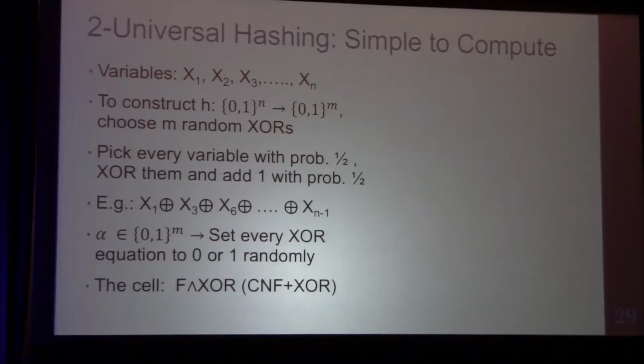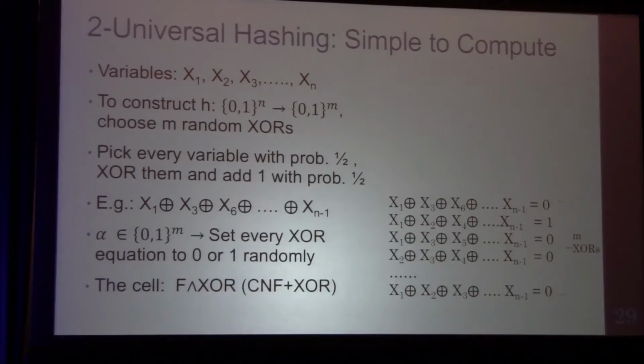You take these variables, and I want a mapping from 0,1 raised to n to 0,1 raised to m. So I'm going to repeat m times the following step: I take every variable with probability half, XOR them, and then add 1 with probability half. For example, 1 got picked, 2 didn't get picked, 3 got picked, 4 and 5 didn't get picked. Whatever variables got picked, I just XOR them, and at the end I add 1 with probability half. In this case, I did not choose a 1, so it got XORed with 0, which means it's the same. Otherwise, it will get XORed with 1.